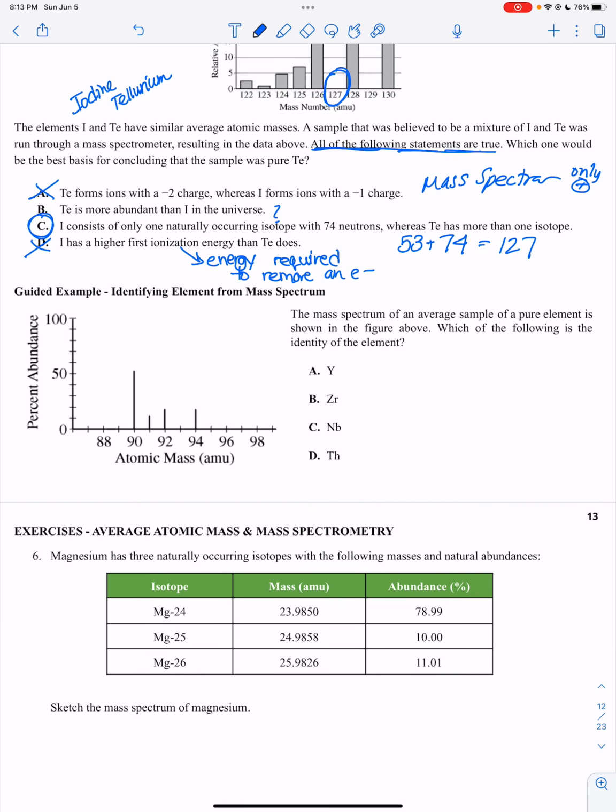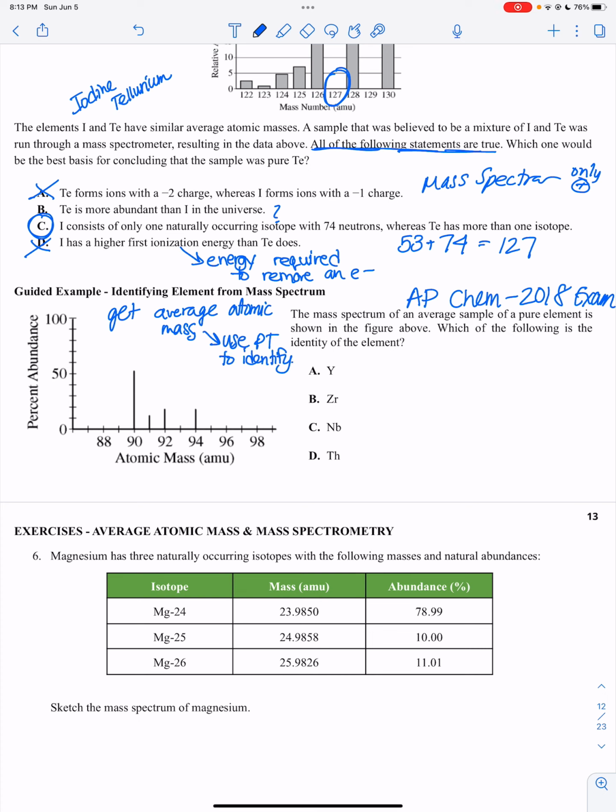Finally, we have another AP style question. I believe this is from the AP Chem 2018 exam. The mass spectrum of an average sample of a pure element is shown in the figure above or left here. Which of the following is the identity of the element? They'll just ask you straight out. Use the mass spectra, get the average atomic mass, then identify the element. So get average atomic mass, and that's going to use the periodic table to identify the element.